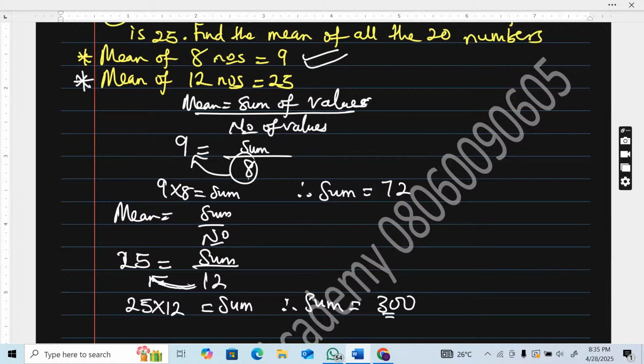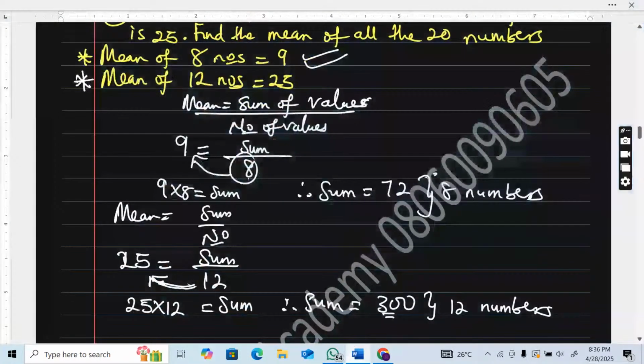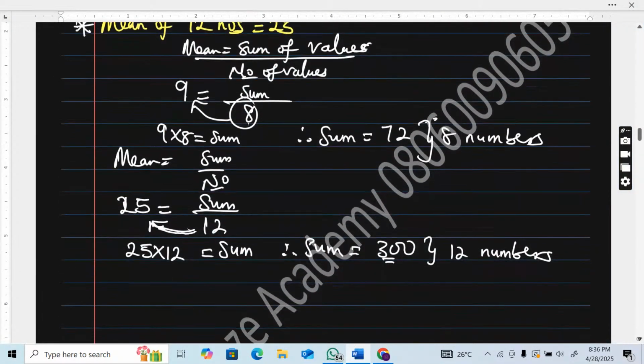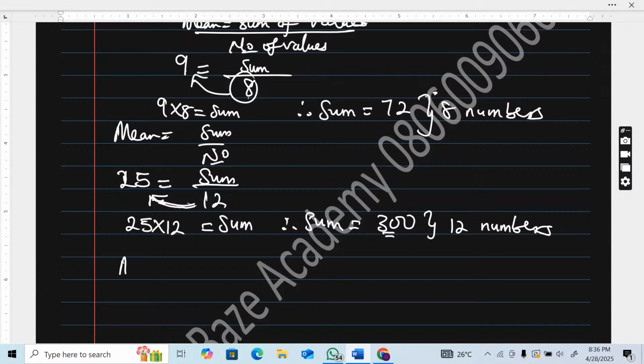Now the question says, find the mean of all the 20 numbers. Don't forget, the first sum is for 8 numbers. The second sum is for 12 numbers. And if you add 8 and 12 together, you will get 20 numbers. So the question is saying, find the mean of all the 20 numbers. So we are going to add up the sums together.